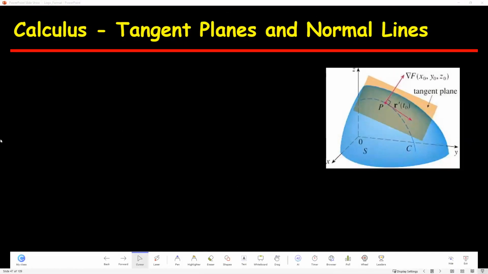Today we're going to be starting a new topic called tangent planes and normal lines. What exactly is this topic? It's a simple topic, but it has a detailed concept. What does this topic exactly mean?